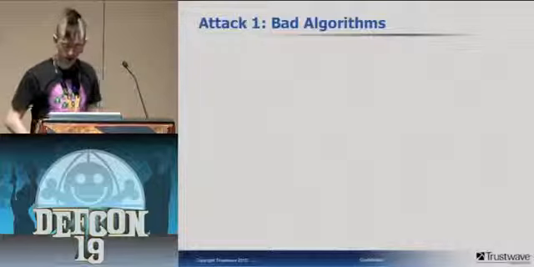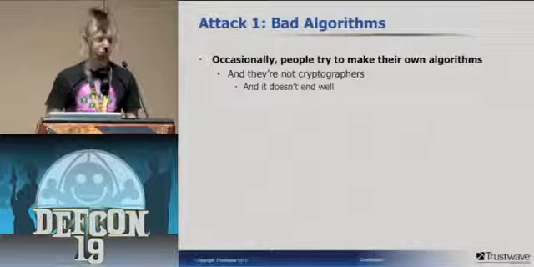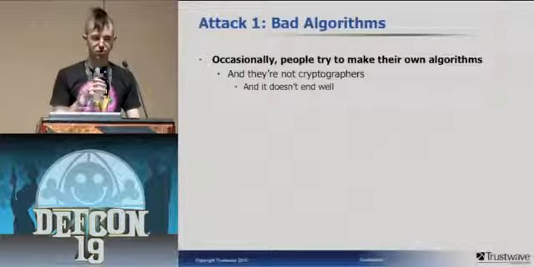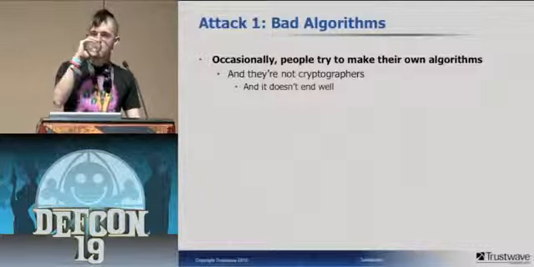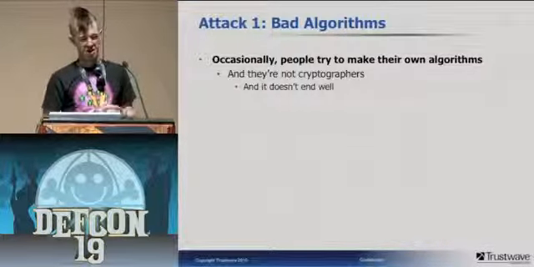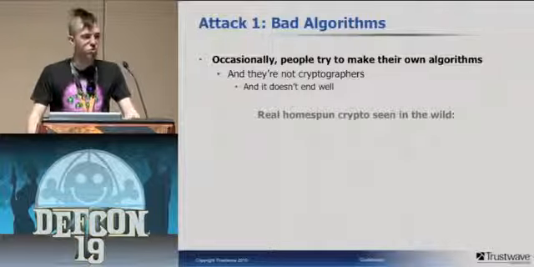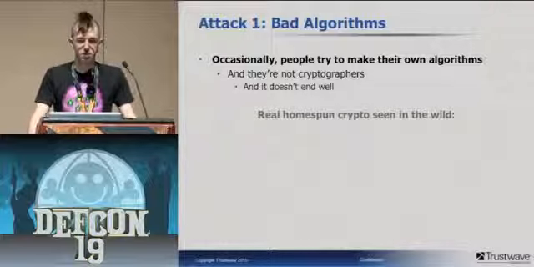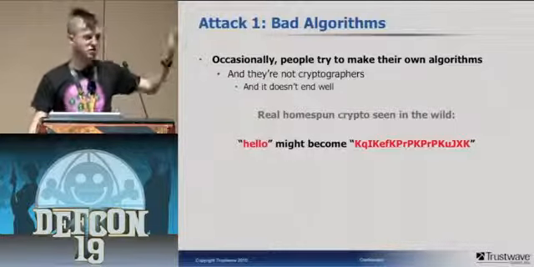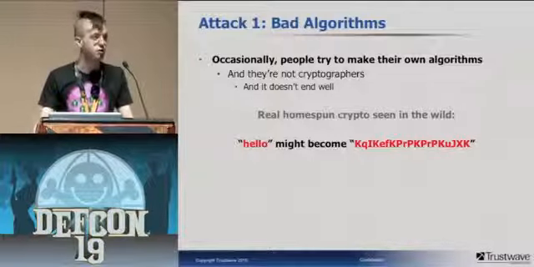So let's talk about using oracles to attack some bad algorithms. Occasionally people try to write their own crypto and it doesn't work out too well. Unless you're a cryptographer, and even then sometimes it doesn't work out so well. So let me show you some real homespun crypto that I've seen in the wild during a pen test. Here is a plain text, hello, and its corresponding ciphertext, which is a bunch of what looks like gibberish.